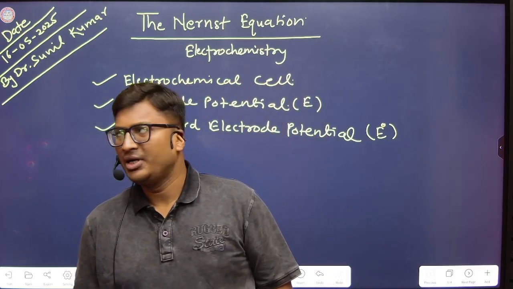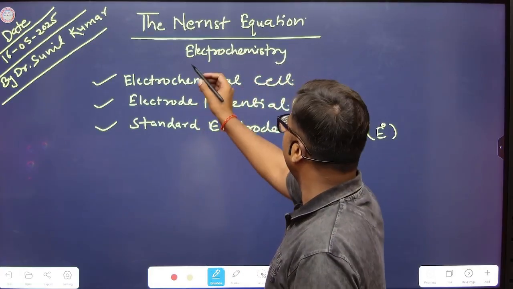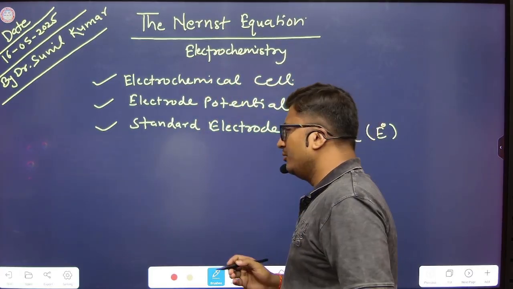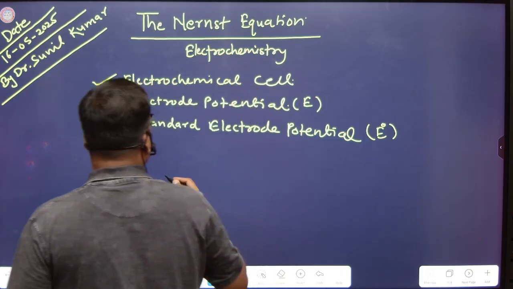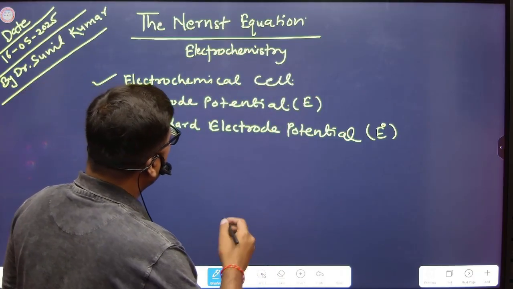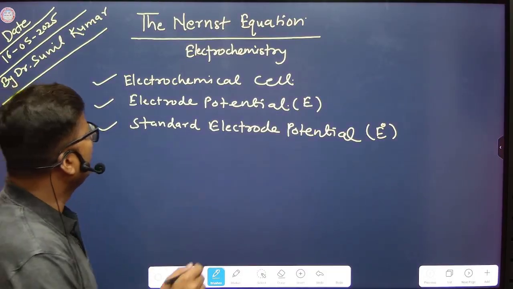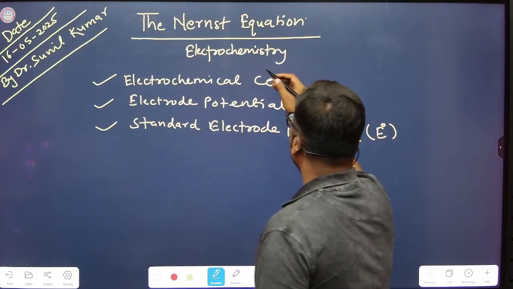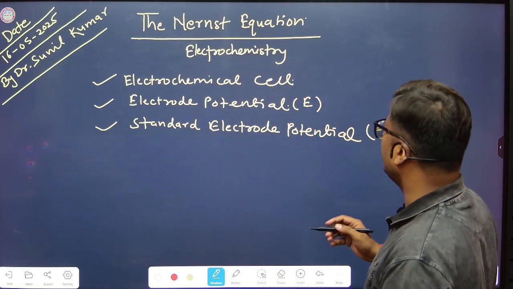Today I have brought a more interesting and scientific topic, that is the Nernst equation, which is used in electrochemistry. It is used to find out the cell potential of an electrochemical cell, right? So the first question is, what is the Nernst equation in electrochemistry?